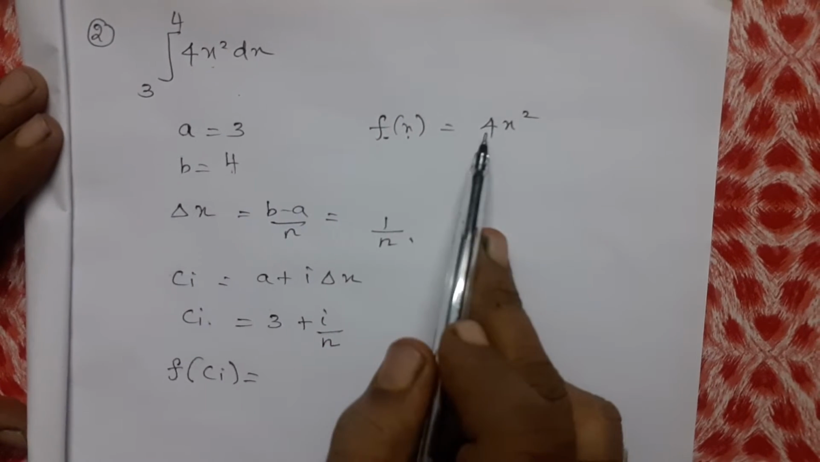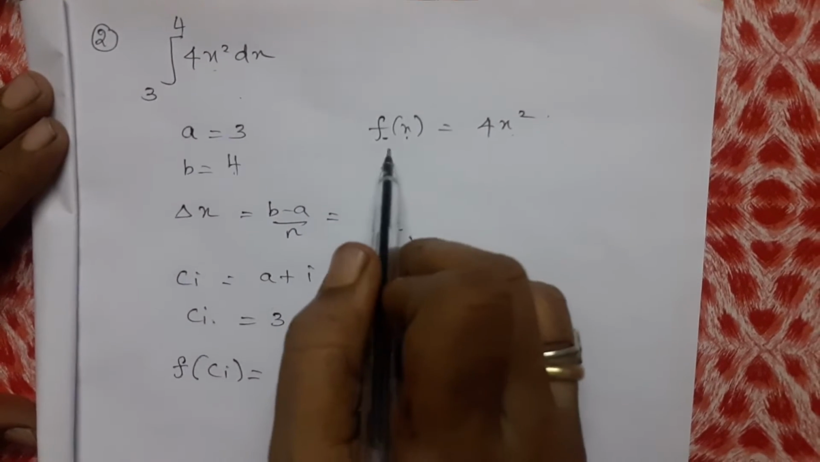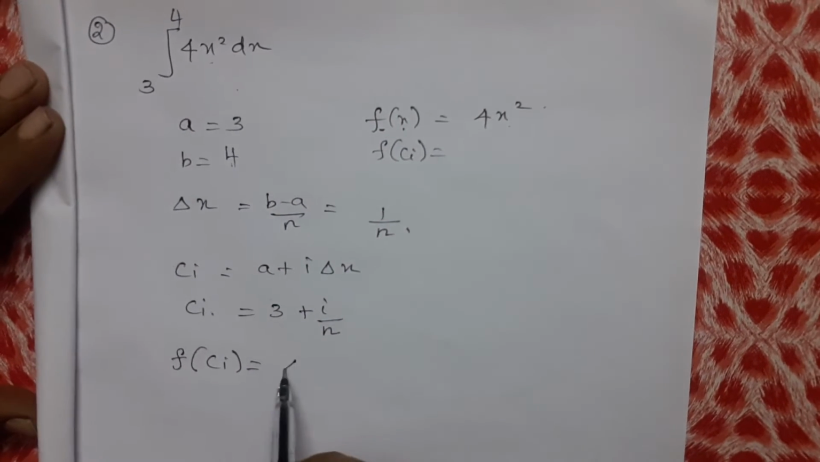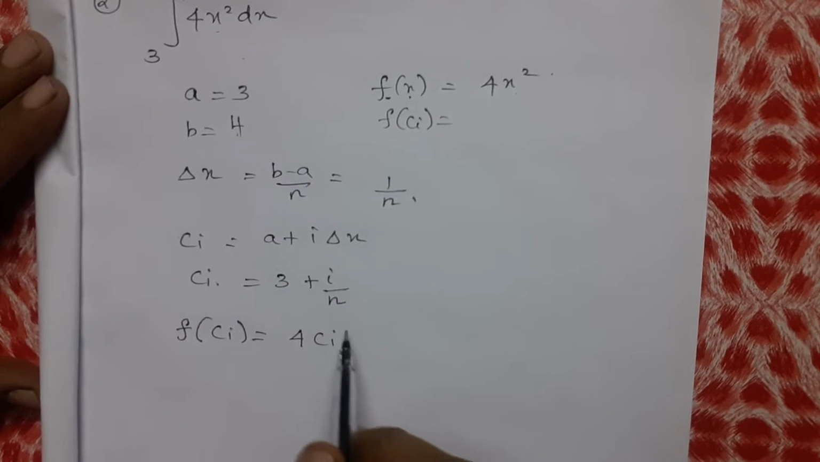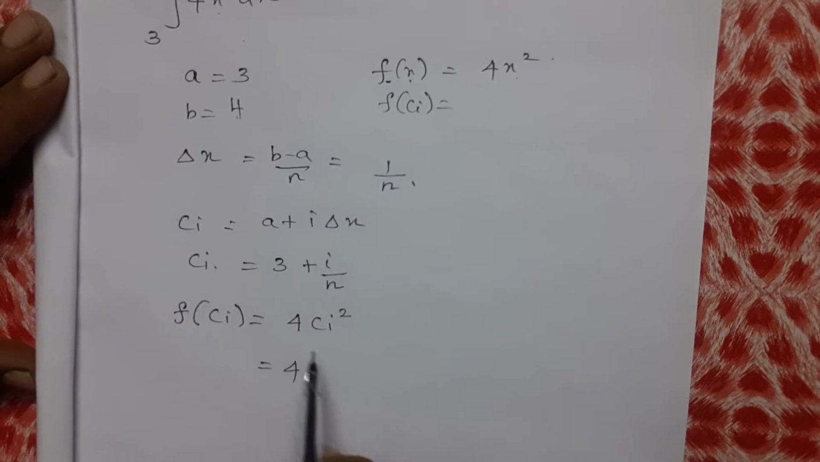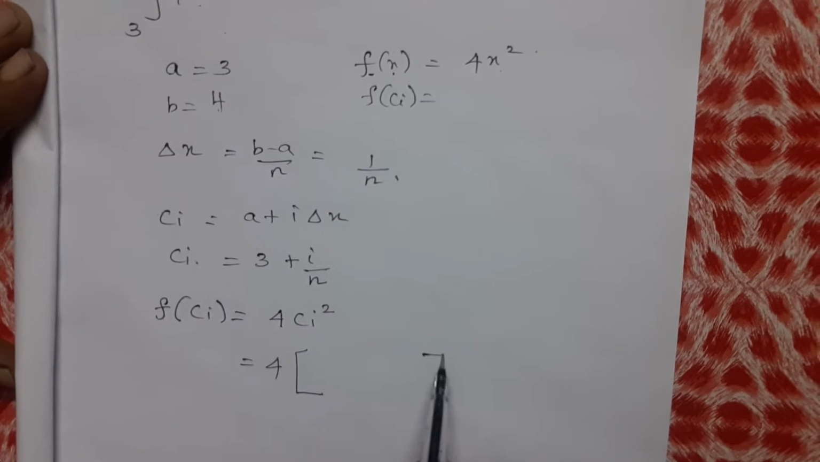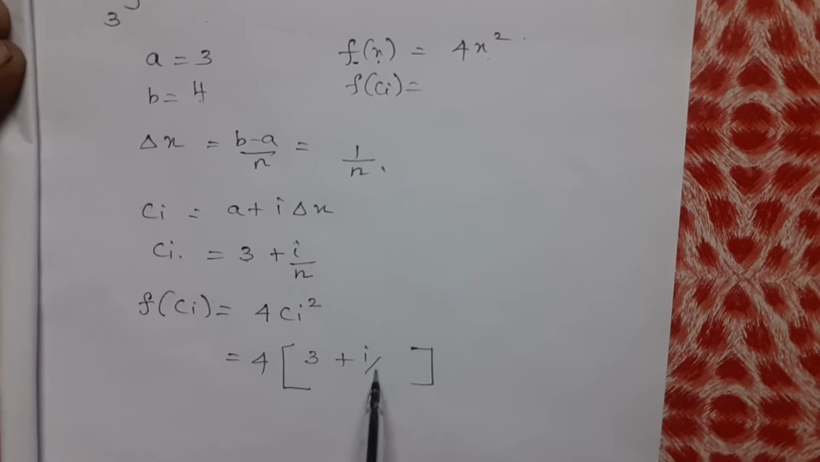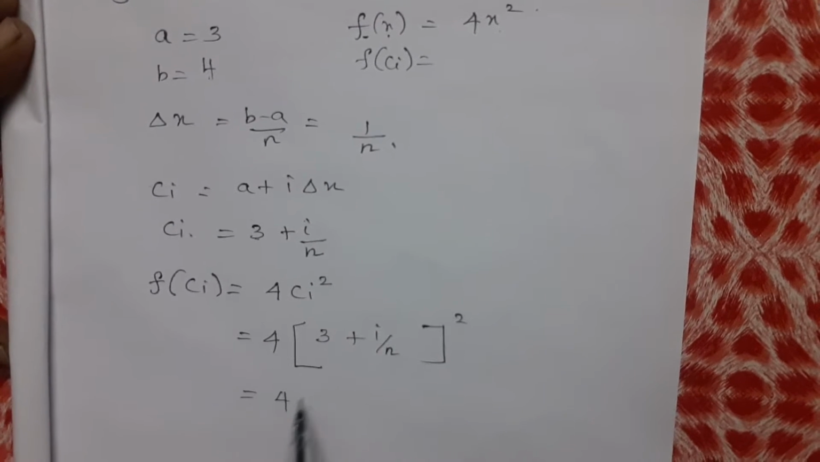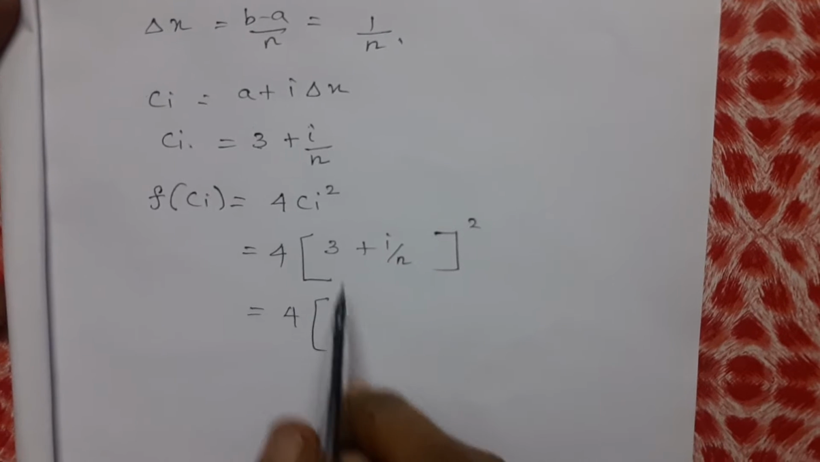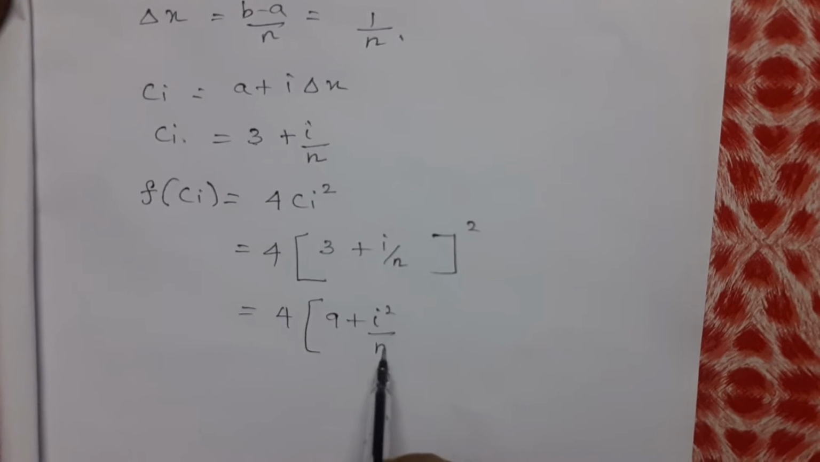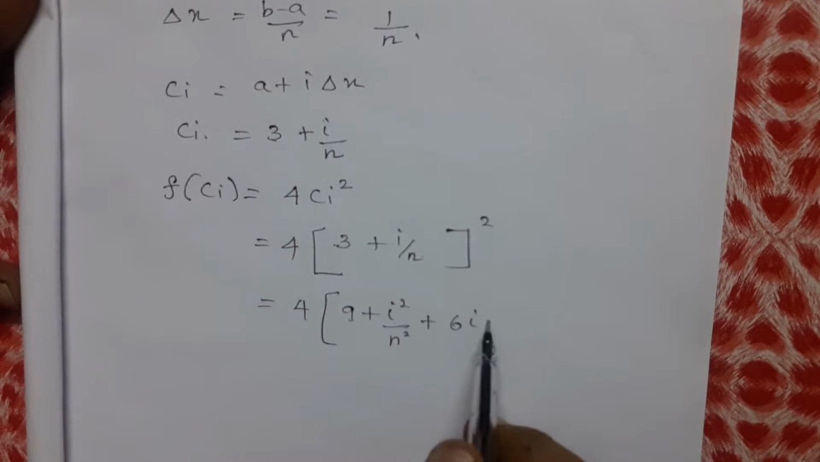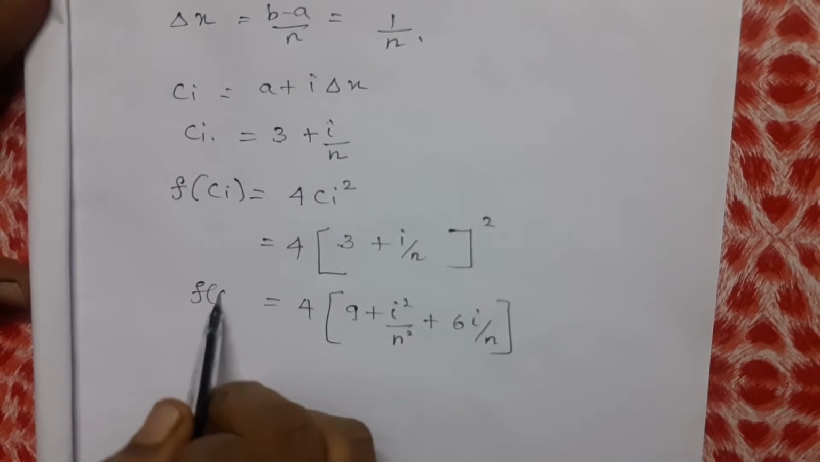So f of x is 4x square. We need f of ci. So in the place of x we put ci. So 4 into ci square. But we calculated ci as 3 plus i by n. So ci square is nothing but 3 plus i by n the whole square. Apply the (a plus b) whole square formula, which is a square plus b square plus 2ab: 9 plus i square by n square plus 6i by n. This is our f of ci.